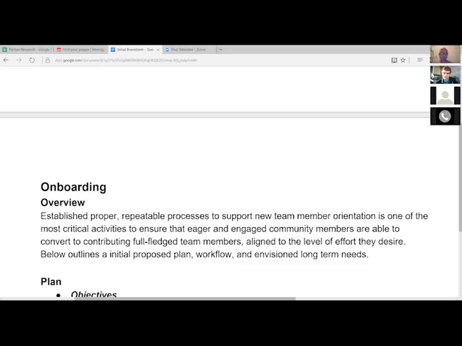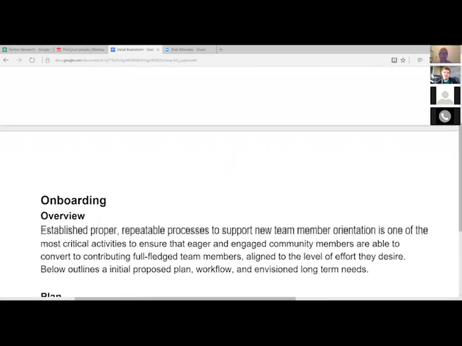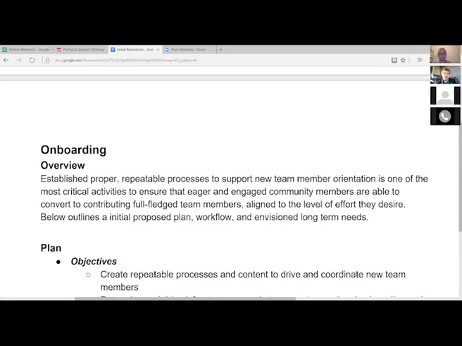All right, so not intending to read this after you. Basically what I just mumbled to you is the overview. What we want to do is establish really solid, repeatable processes so that any new team member is able to actually become involved in the community, that they're able to convert to full-fledged team members, giving their maximum and contributing, and just not scaring away people when they don't know what to do. So just making it very clear. So let's go ahead and look at a plan.